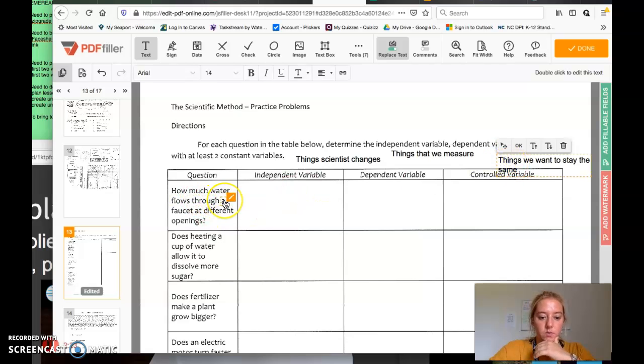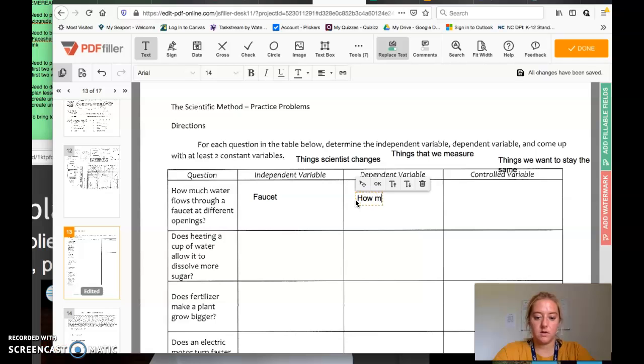So for this one, how much water flows through a faucet at different openings? So what is our independent variable? What are the things that the scientist is changing? In this case, it is our faucet. So the scientist is changing the faucet openings, or the faucet itself. What we're measuring is how much water flows through, or amount of water.